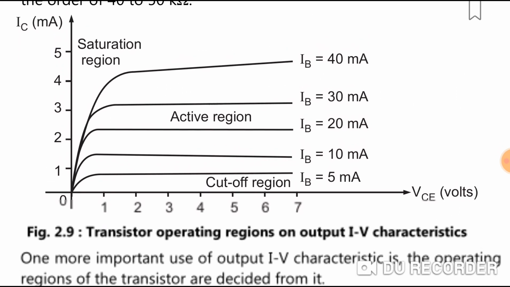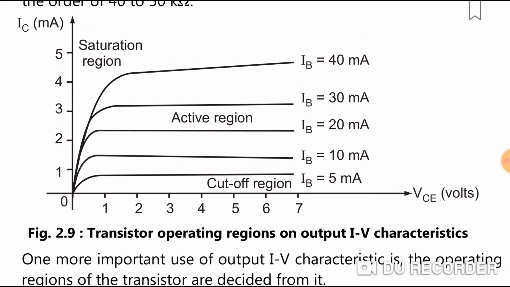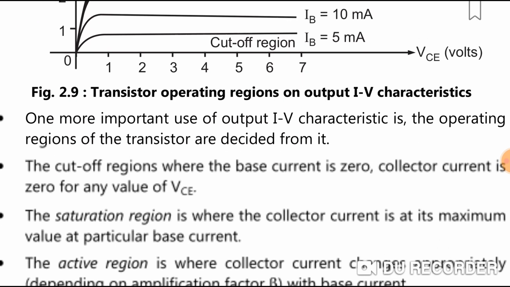Now these are the transistor operating regions in the output characteristic. You just see the below. At IB 5 milliampere there is a cutoff region, then 5 milliampere to 40 there is the active region, and you just see at the y-axis there is a saturation region. How are these regions classified?